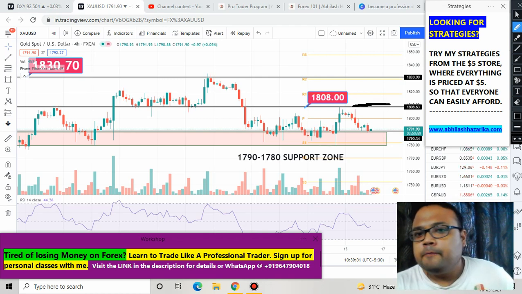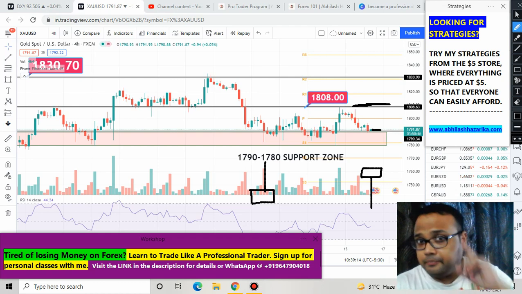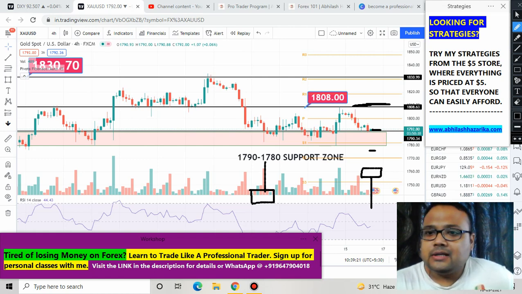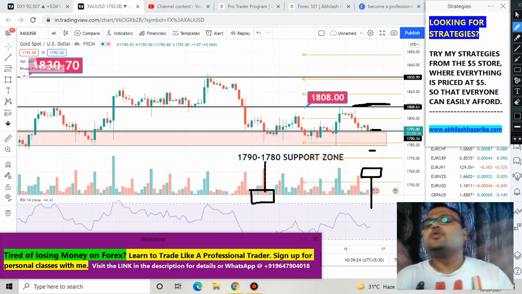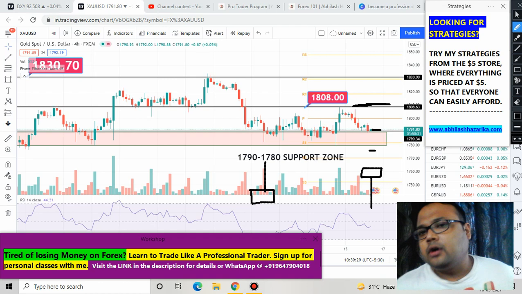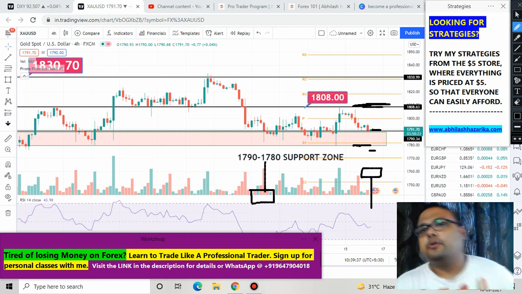Just make sure that confirmation is always important. Confirmation will be in the form of a hammer pattern, or a shooting star pattern in case of shorting the market. Right now, if you want to go for a buy, yes, you can go for a buy. Just make sure that your stop loss is below this level. If you're thinking that the stop loss below 1780 is too much for you, then there is no need to execute the trade. Just wait for the market to either come down to the 1780 level, or go up to the 1808 level. Then you'll get the best opportunity.